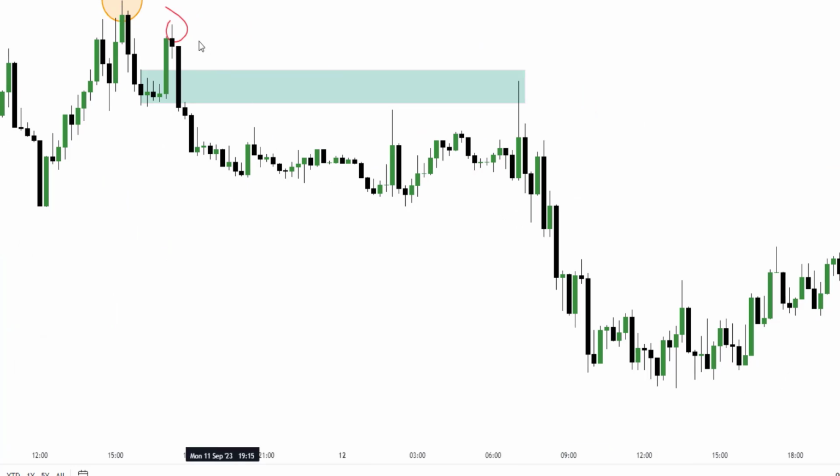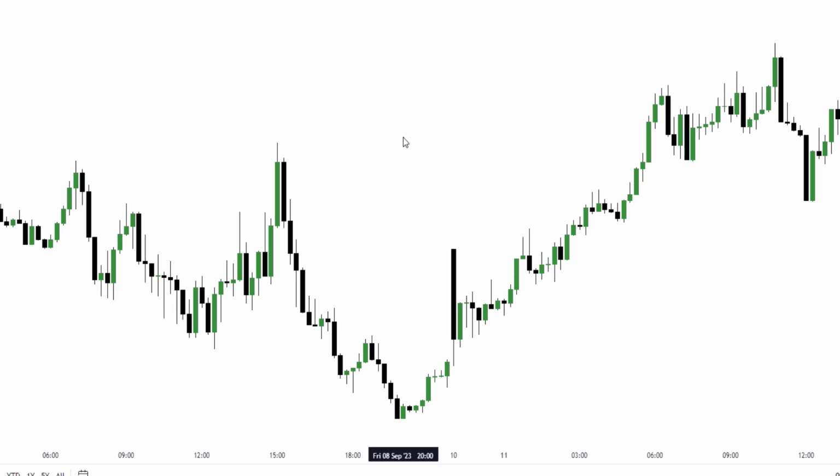I'm going to show you another example. So look at what price did. As price came, touched this area, it started crashing down from there. Let me see if I can see another example, and then I'll show you.